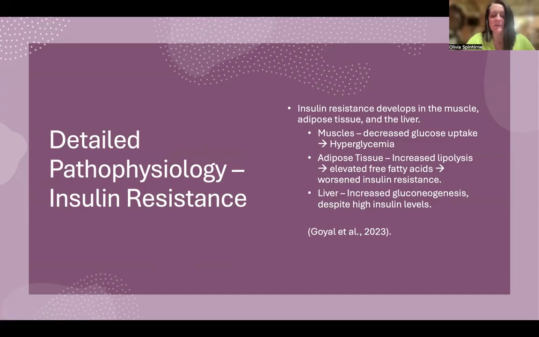The first major problem in type 2 diabetes is insulin resistance. The body is still producing insulin, but the cells don't respond effectively. In muscle tissue, this means glucose uptake decreases, causing hyperglycemia. In the liver, the body keeps producing glucose even when levels are already high. And in adipose tissue, increased lipolysis leads to elevated free fatty acids, which further worsen insulin resistance. This cycle becomes self-perpetuating and progressively harmful to the patient.